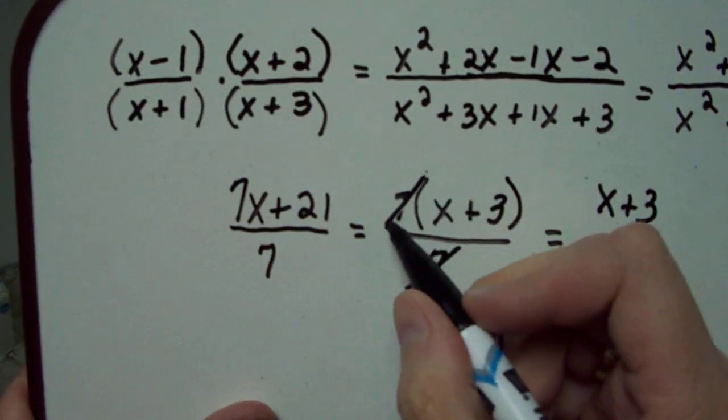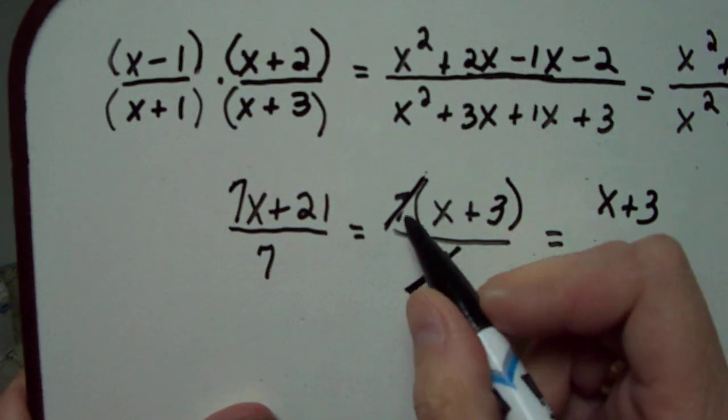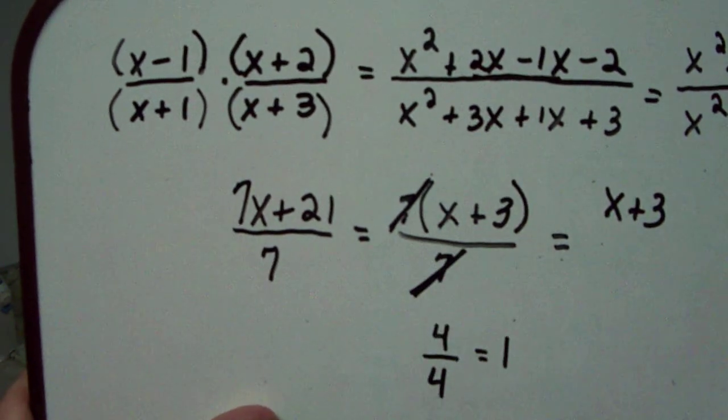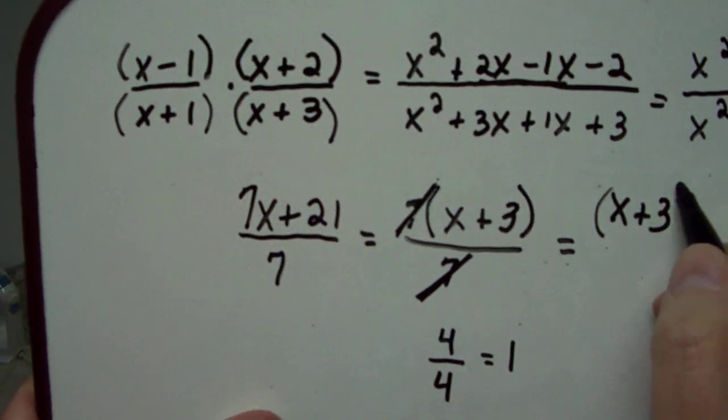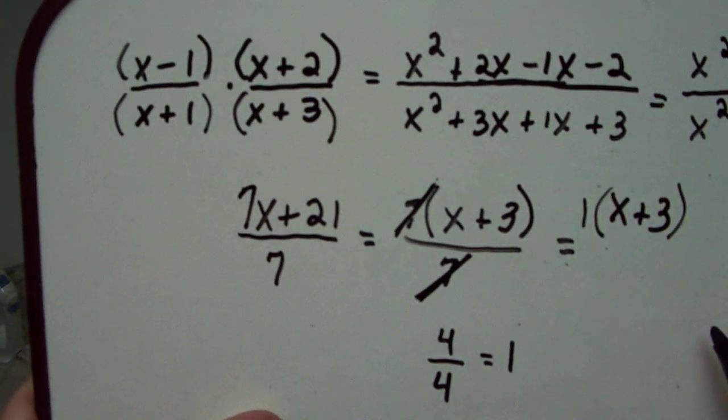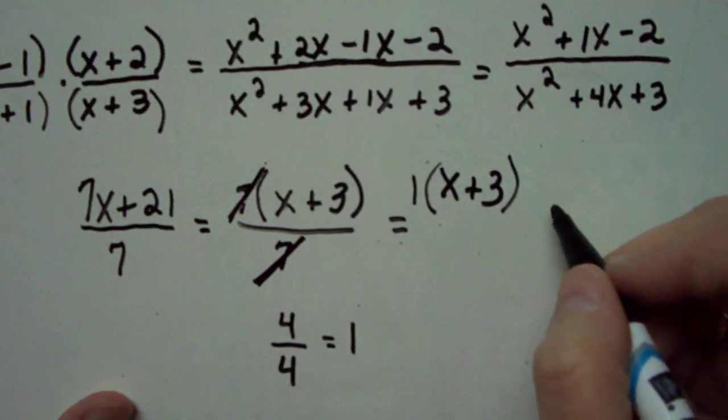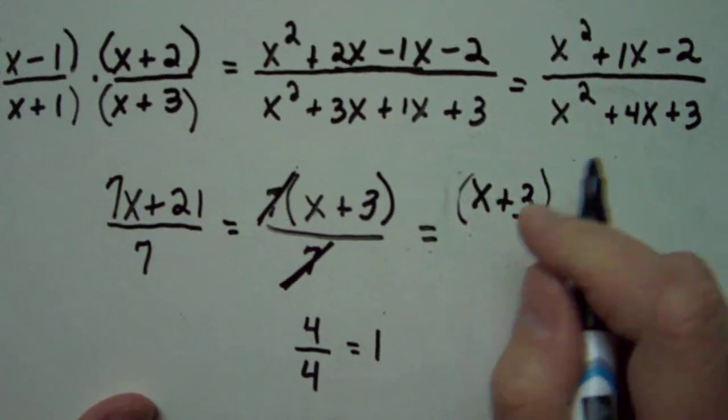So if we changed this to a 1 and this to a 1, because it's still any number over the same number, we're essentially saying that we have 1 times x plus 3. And of course, we don't have to write 1. We can just write it as x plus 3.